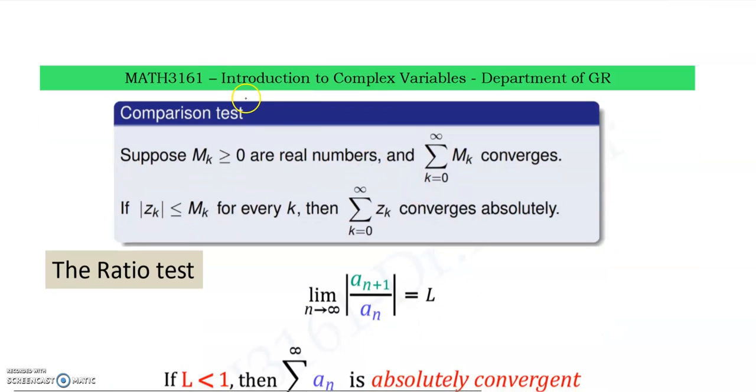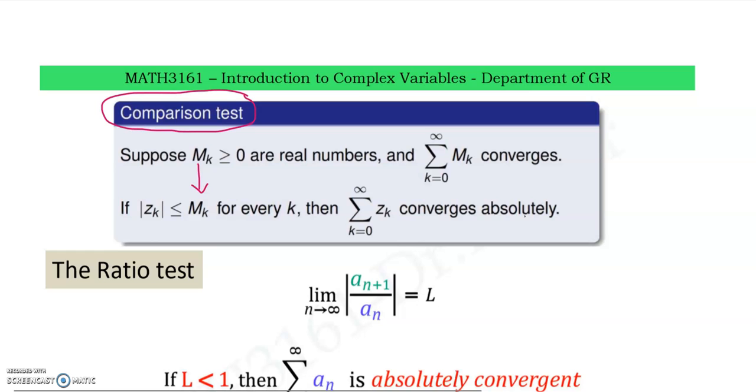Now we see here the comparison test. What is this? Suppose the real numbers m_k are greater than or equal to 0, and the sum from k equals 0 to infinity of m_k converges. Now we can conclude that if the modulus, meaning absolute value, of z_k is less than or equal to m_k for every k, then we can say that the sum from k equals 0 to infinity of z_k converges absolutely. This is the comparison test.